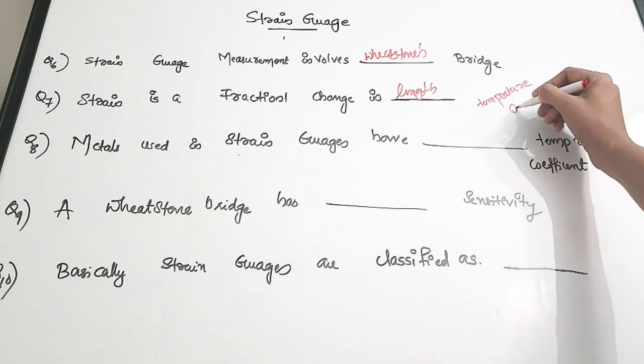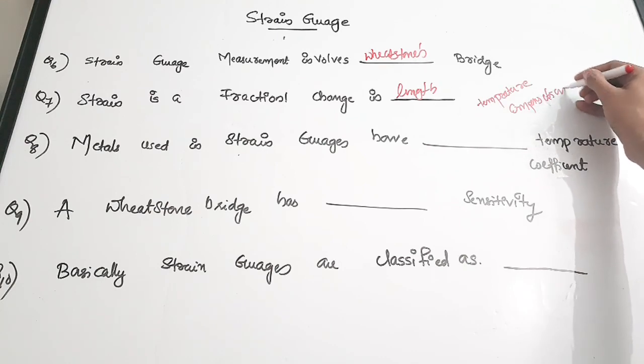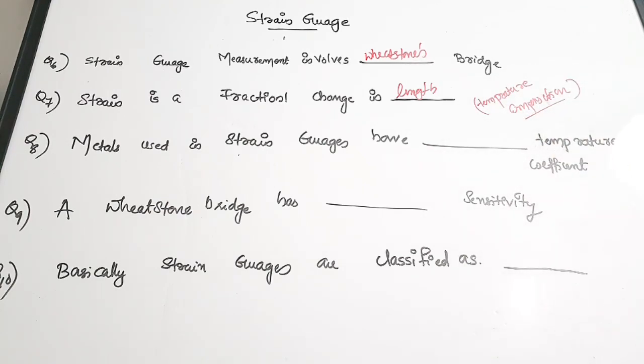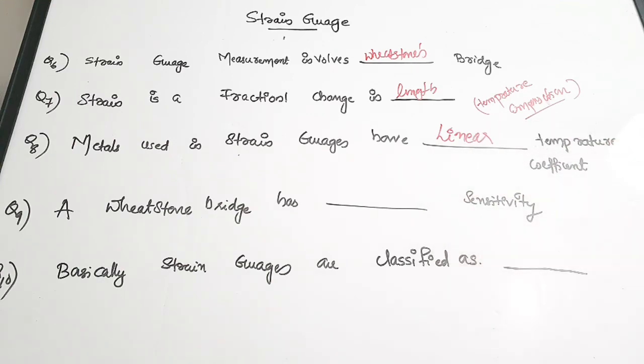Temperature compensation should be done in the strain gauge wires. Why? Because the metal wires that we use in strain gauges have linear temperature coefficient of resistance. So when the temperature is varying, the wire's resistance will also change. So we have to perform temperature compensation to avoid errors in the measurements. Otherwise, when there is a temperature variation, our resistance reading will get wrong due to the change in temperature. So due to this you have to do temperature compensation also.